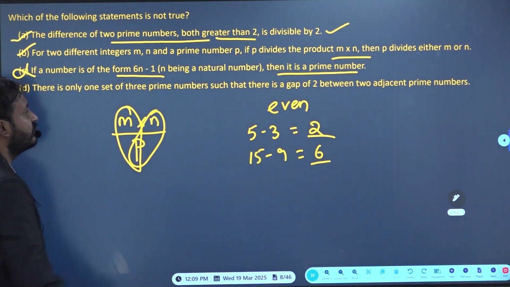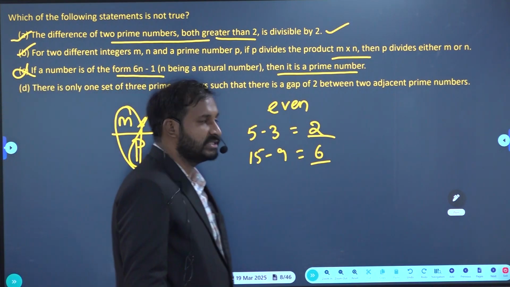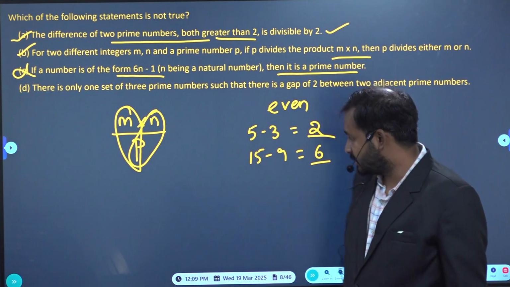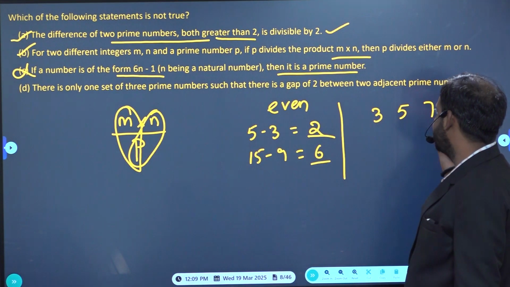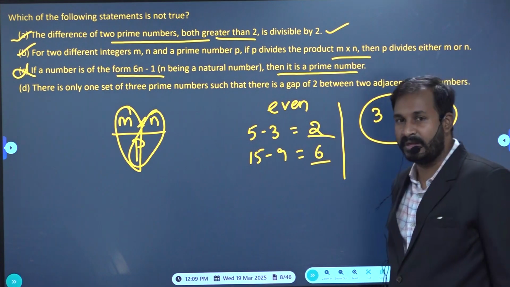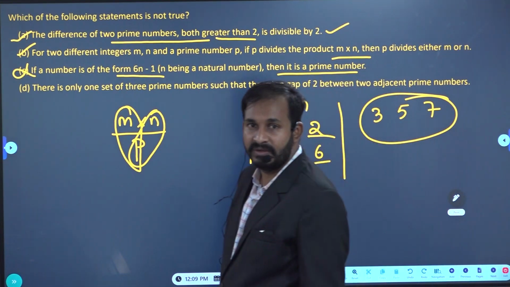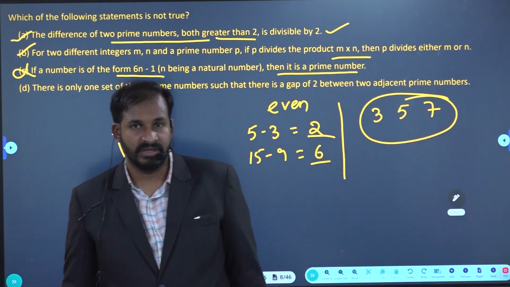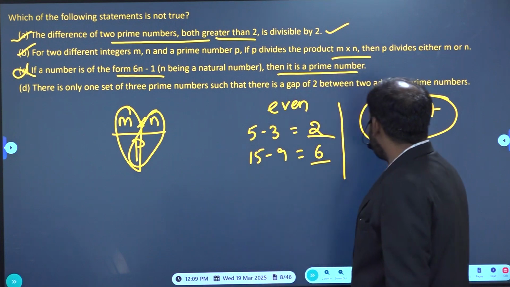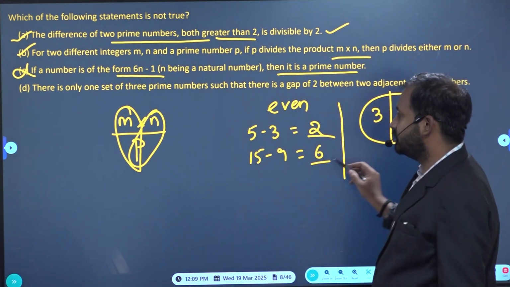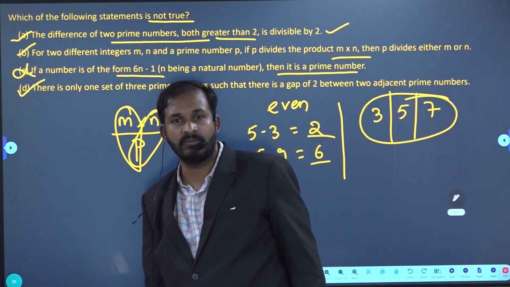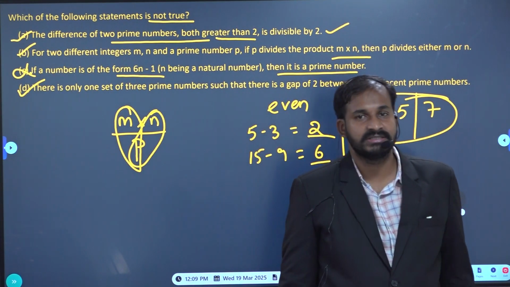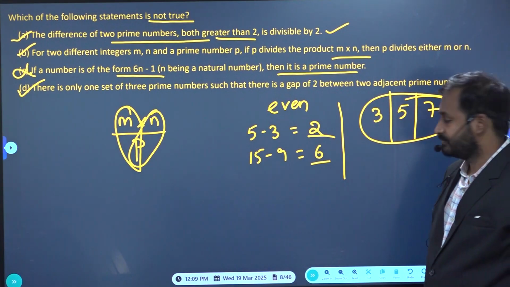Next one. There is only one set of three prime numbers such that the gap between two adjacent prime numbers is 2. Yes. What is the only set we have? It is 3, 5 and 7. This is the only set of prime numbers where we will have a gap between them as 2. Apart from this, we don't have any other pair. So here not true, right? So our answer is option C.